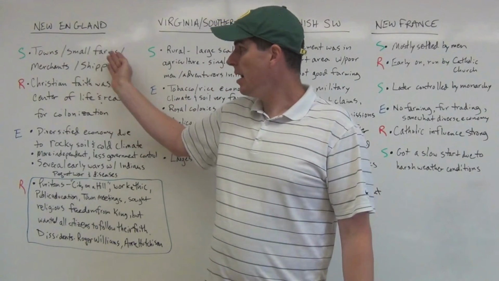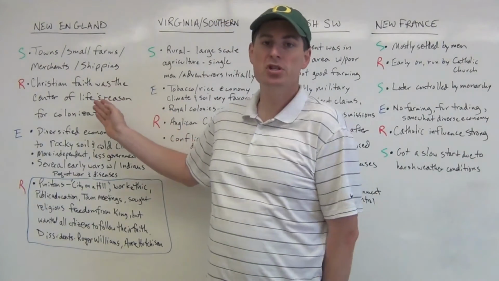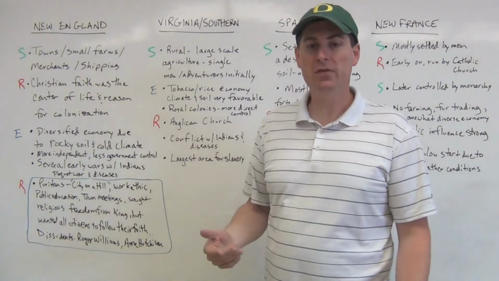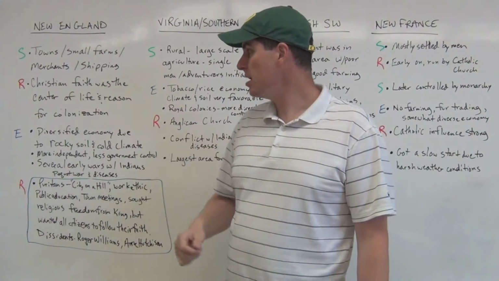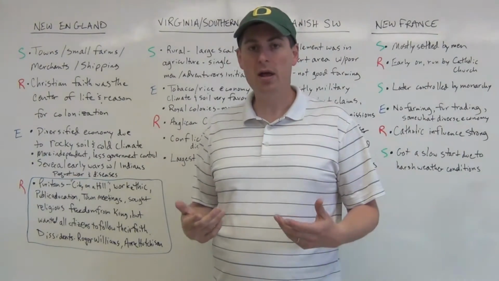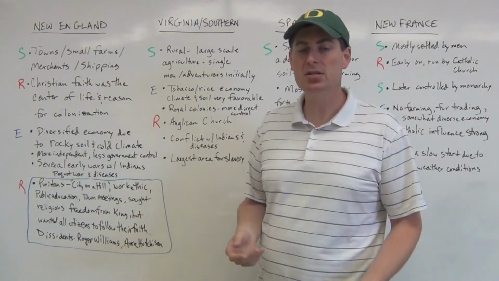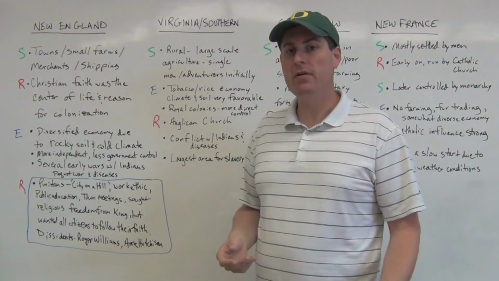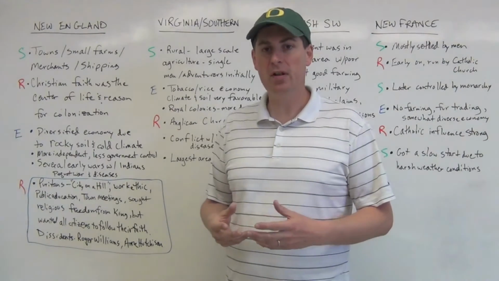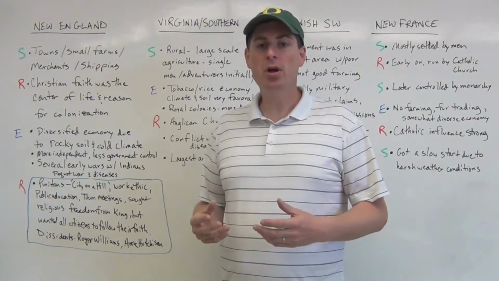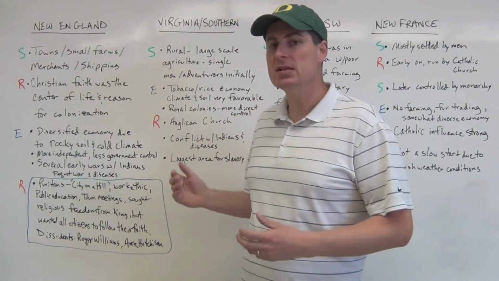New England, you have towns, small farms, merchants, and shipping. You have a diversified economy. The climate is cold compared to the south at least, so you have rocky soil, but you have great fishing. You have shipping. You have merchants. You have cities develop.